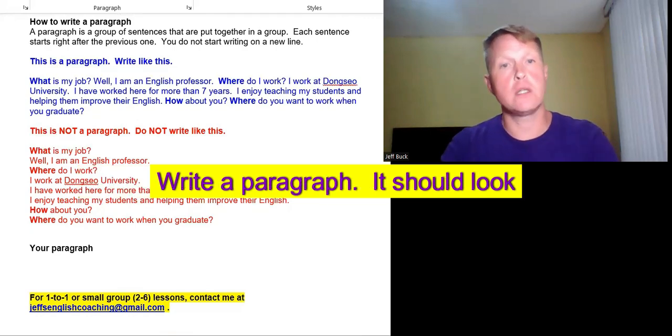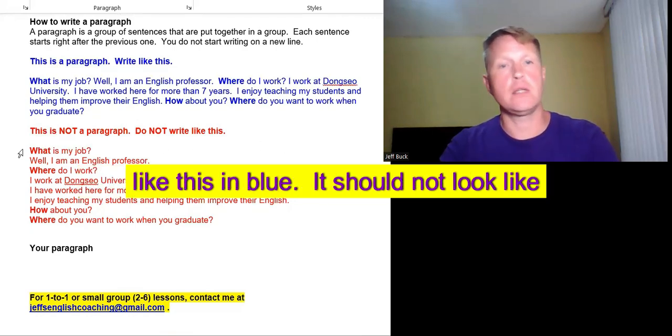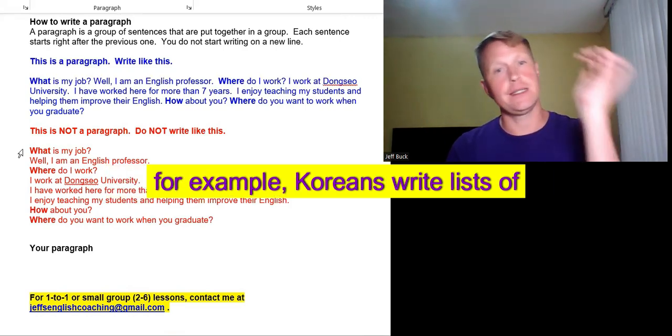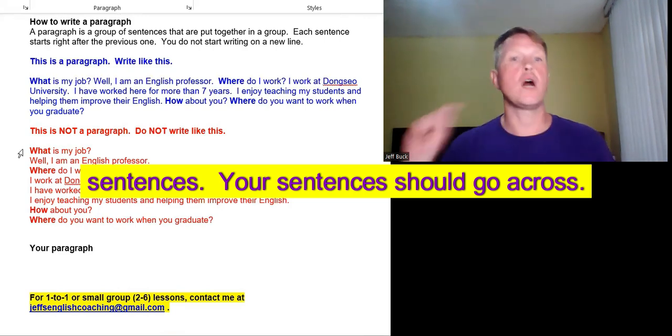Write a paragraph. It should look like this in blue. It should not look like this in red going down. For some reason, for example, Koreans write lists of sentences. Your sentences should go across.